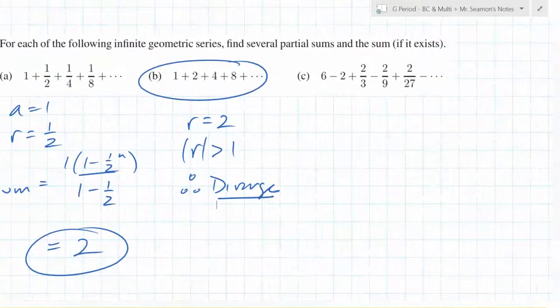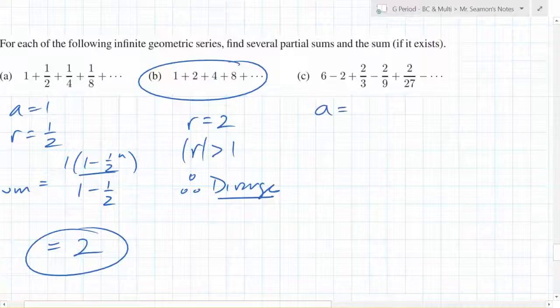What about this one? This is where it gets more fun. I like these. What's this one? Well, what do we think our A value is? 6. And what's our R value?